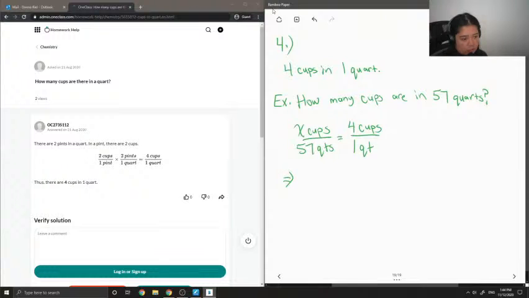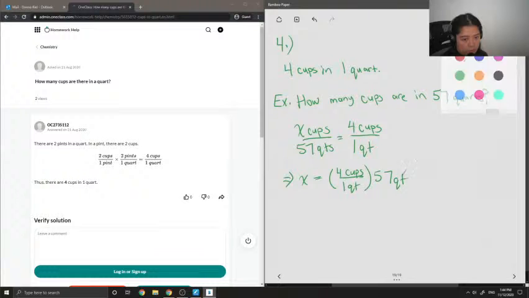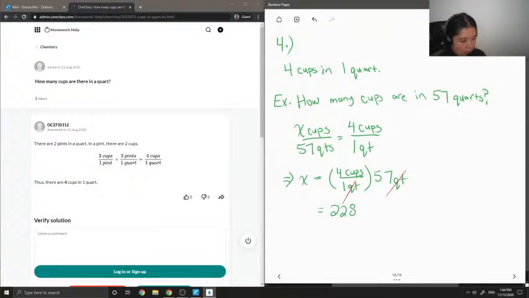So now I just have to solve for X. I'm going to multiply both sides by 57 quarts. And you'll notice that our units for quarts should nicely cancel out. And we are left with a value in cups, so it's pretty much just 4 multiplied by 57 to get 228 cups.